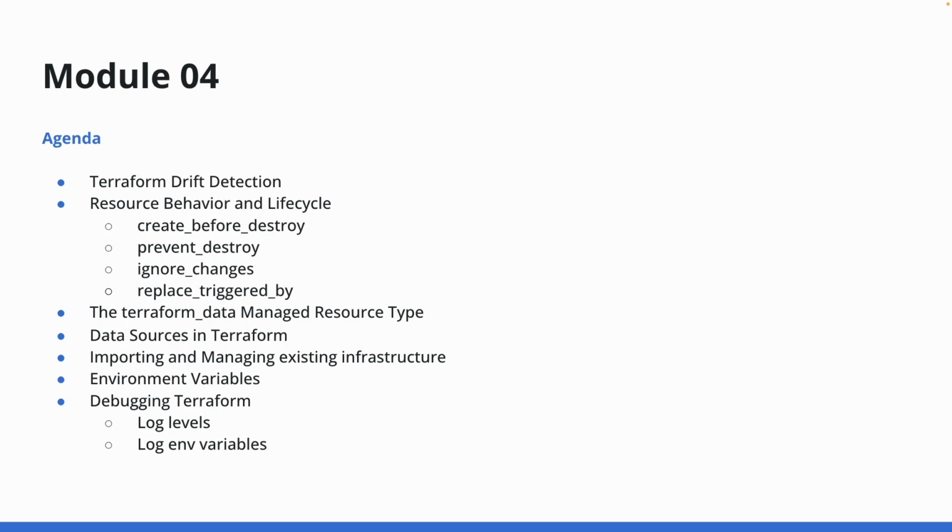In module 4, we'll discuss Terraform drift detection, resource behavior and life cycle. In the lifecycle block, there are 4 arguments supported: create_before_destroy, prevent_destroy, ignore_changes, replace_triggered_by. We'll see all these arguments inside the lifecycle block. And then the newly introduced Terraform data managed resource type, data sources in Terraform, importing and managing existing infrastructure, and then the environment variables. We'll also see how can we implement logging in Terraform in order to debug certain issues.